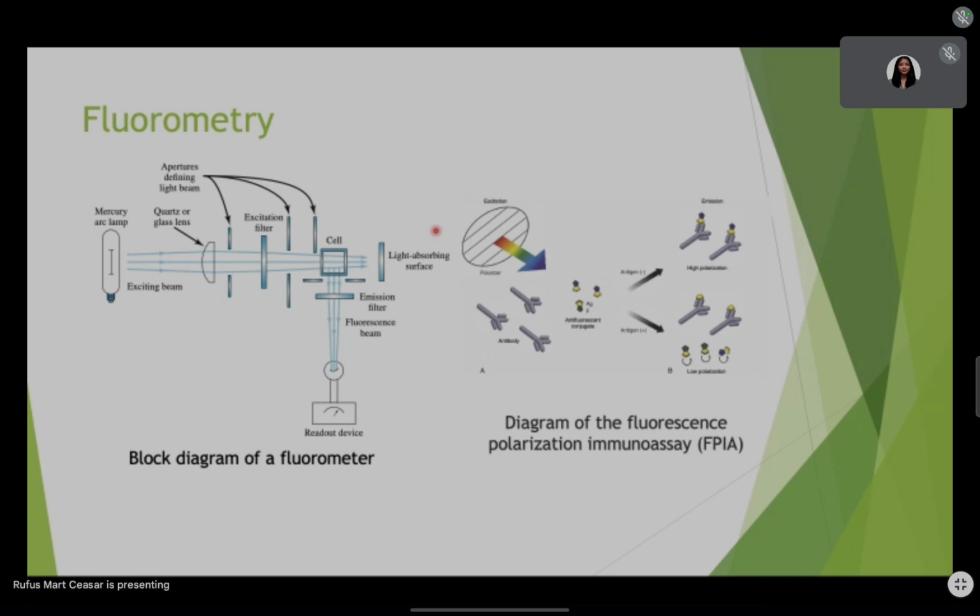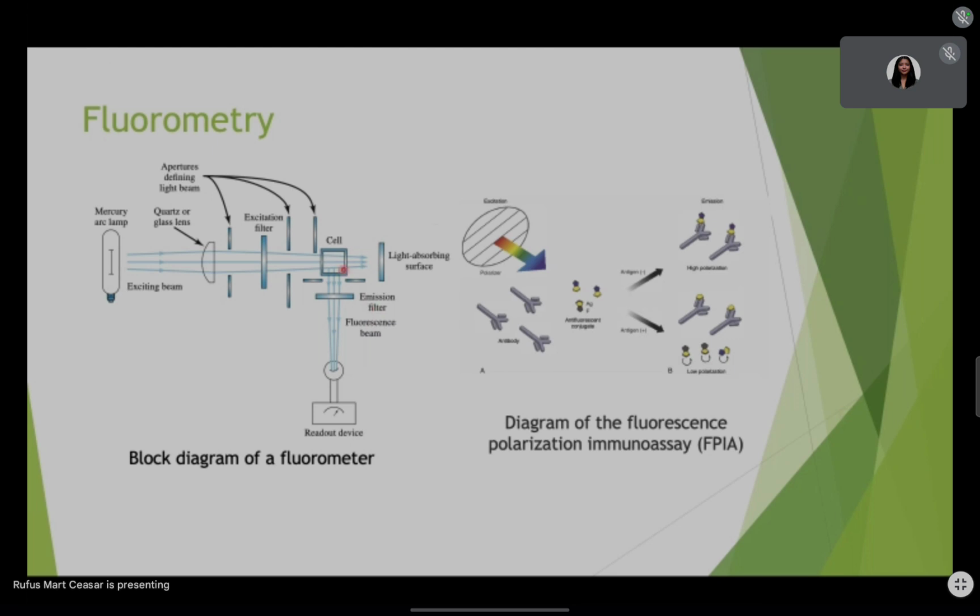Fluorophores are frequently used as labels in immunoassays and flow cytometry. Ayan. So, fluorometry is the measurement of the emitted fluorescence. Fluorometric analysis is a widely used technique that is quite more sensitive. Mas sensitive siya than absorption spectrophotometry. And the increased sensitivity results from the fact that the emitted fluorescent signal comes directly from the sample. So, direct siya mismo dun sa sample.